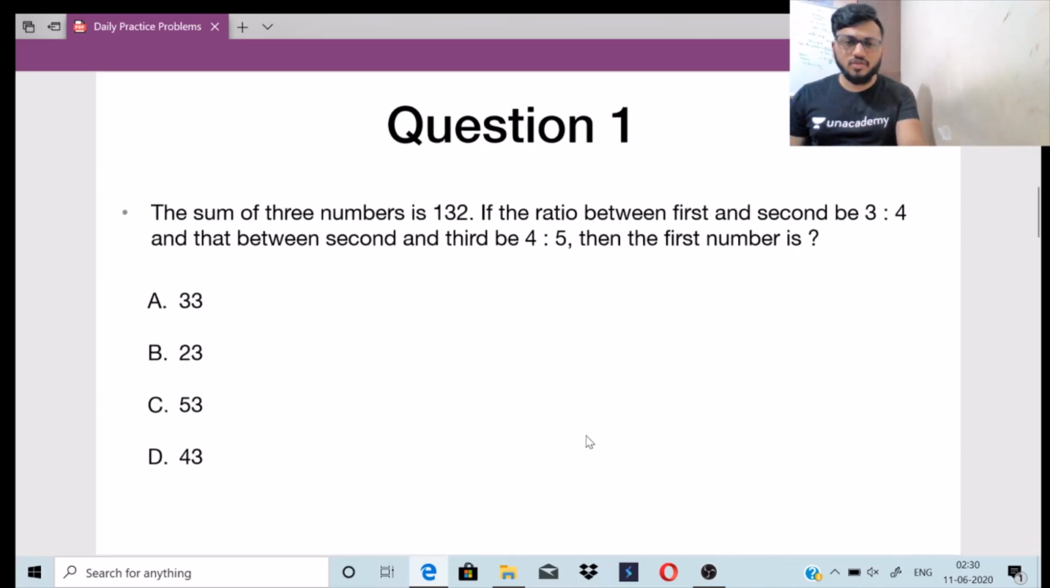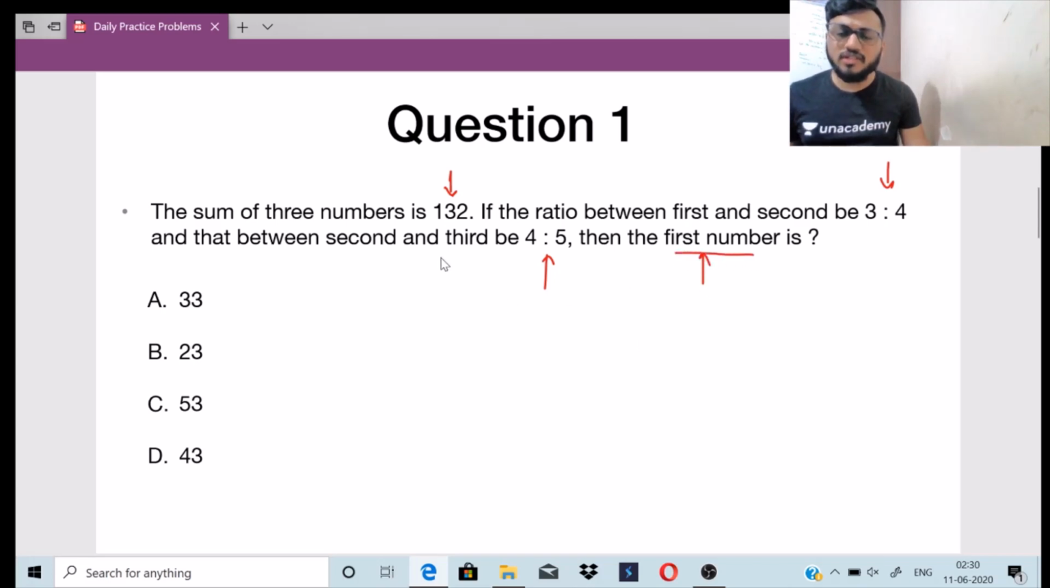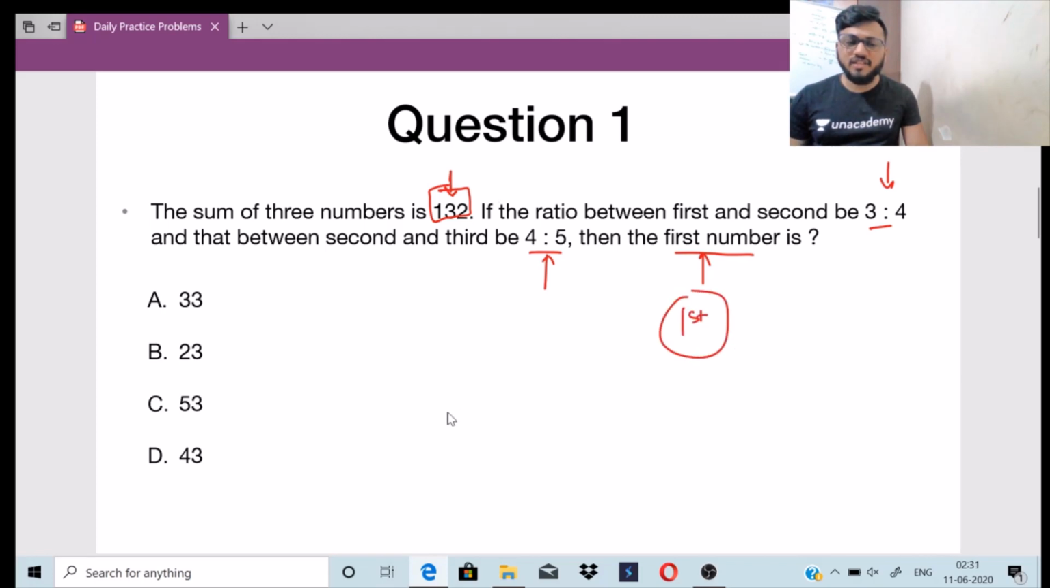Let's move on to the first question. The sum of the three numbers is 132. The ratio between first and second be 3:4 and that between second and third be 4:5. Then what is the first number? A simple question to be precise. They have told us that the addition of the three numbers ends up to 132. The ratio between the first and second is 3:4 and between the second and third is 4:5. So what is the first number? Four options are given as usual: 33, 23, 53 and 43.